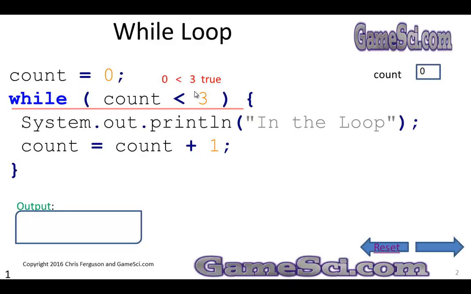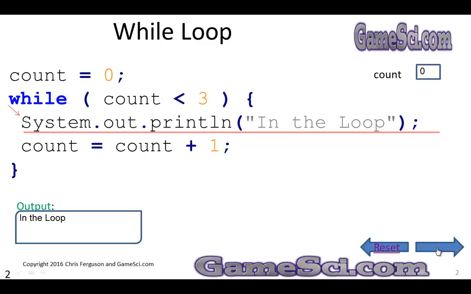As a true statement, you know what's going to happen. It's going to execute the code inside the while loop. So it dives inside the while block, does the System.out.println in the loop. You can see the path that the code took. Because the statement was true, it came into this path. You can see "in the loop" is what should be printed, and you can see out here on my output, "in the loop" is being printed.